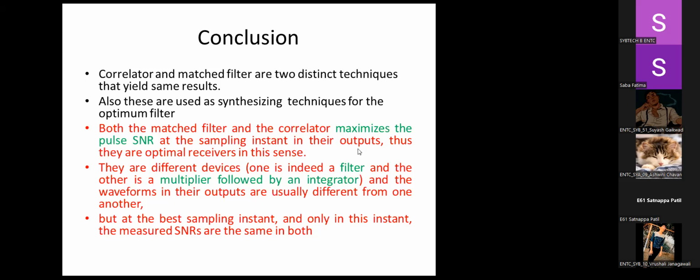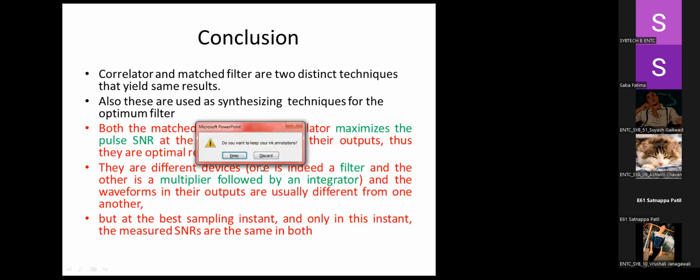Then these two devices, the correlator and the match filter, are indeed different. How is their structure or circuitry? The match filter is simply a filter, but the correlator is actually a multiplier followed by an integrator. If we look into the waveforms of the match filter or correlator, we see that their outputs are usually different from one another. But at the best sampling instant, meaning the best time interval, the SNR of both the match filter and the correlator filter will be the same.